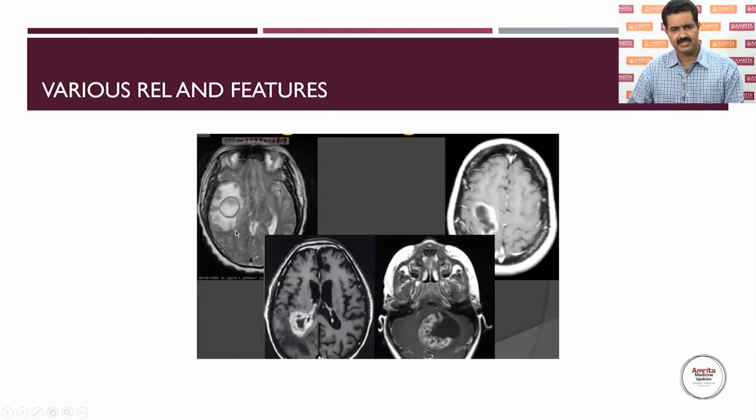So this is a brain abscess. You can see the regular one, you can see it very deep. This is the glioblastoma multiforme, and this is pilocytic astrocytoma with an incomplete ring. Here you can see multiple sclerosis with tumefactive demyelination. You can see the outside open ring.